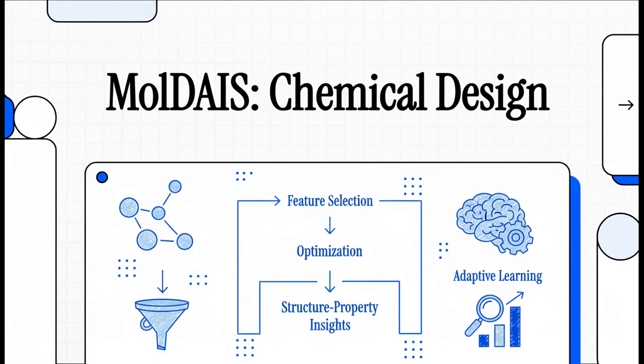In this explainer, we will be examining a framework known as MolDAIS, Adaptive Subspacing Bayesian Optimization for Data-Efficient Chemical Design. This is a framework designed to tackle a core challenge in chemistry and materials science, namely, how to efficiently discover molecules with optimal properties, especially when operating under conditions of data scarcity.